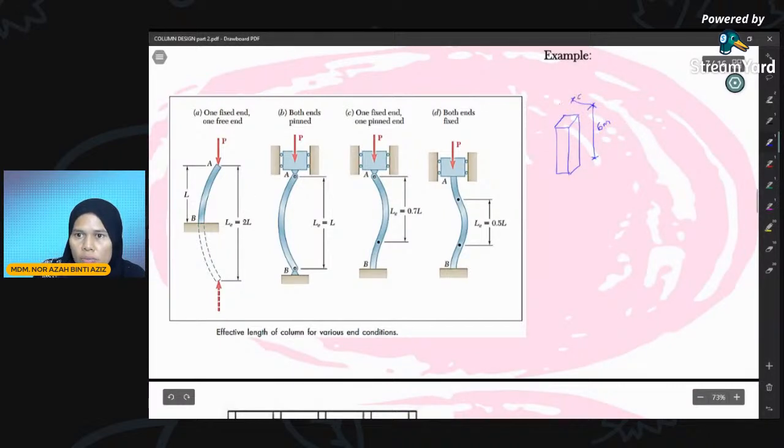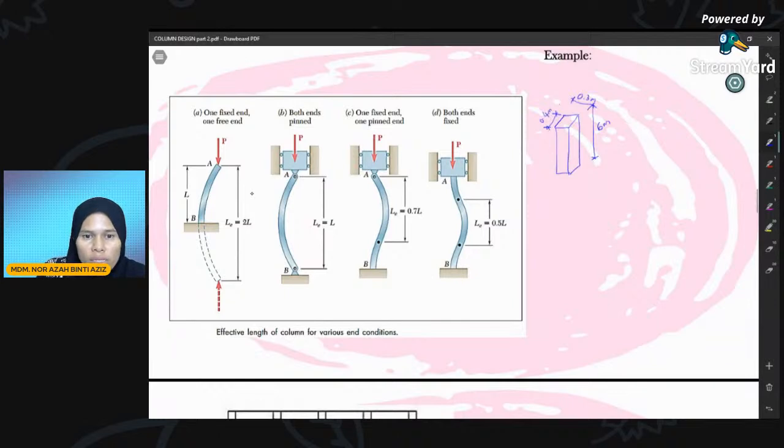Okay, this size is 0.3 meter. Width is 0.4 meter. Okay, so for this column, how do we identify whether it is short or slender?